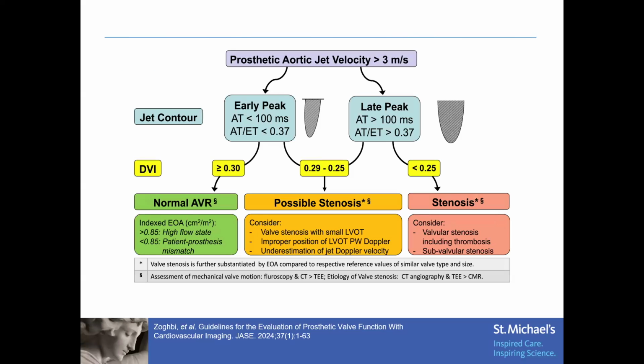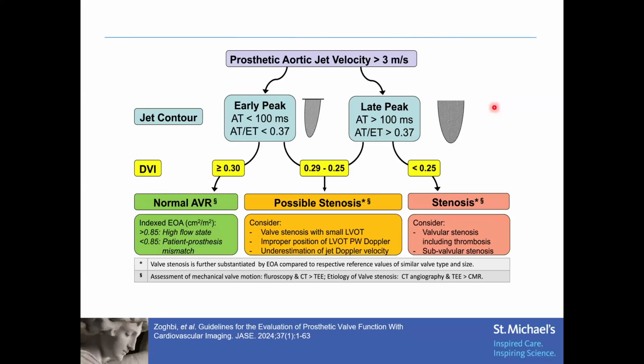Okay, so now putting it all together, this is an updated figure from the 2024 guideline. It's a little bit different from the 2009 guideline, talking about what to do and how to assess patients who come in with prosthetic valves that have elevated gradients. So the cutoff that they use here is 3 meters per second. So if you have a prosthetic aortic valve over 3 meters per second, the next thing to look for is the acceleration time and the jet contour. So you look at the shape of the contour and what that acceleration time is.